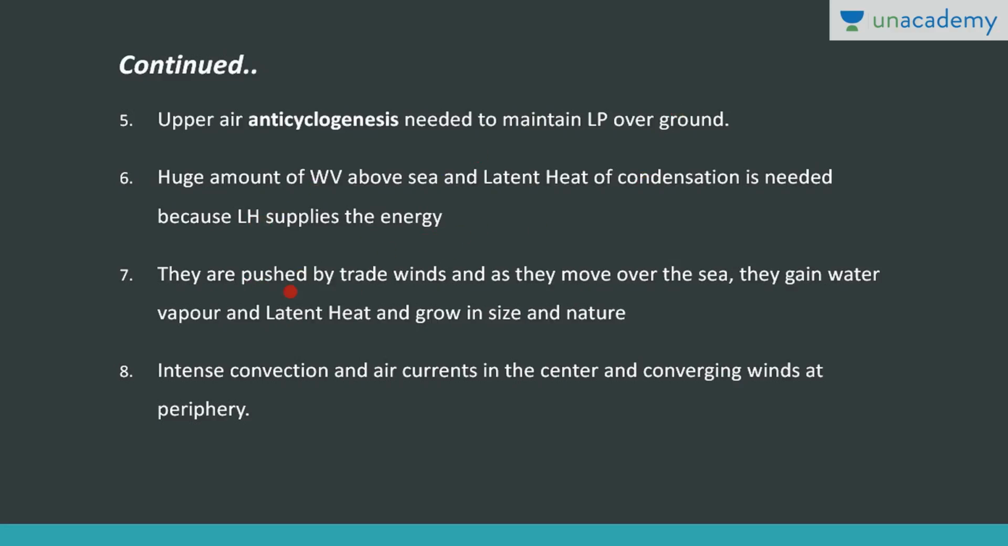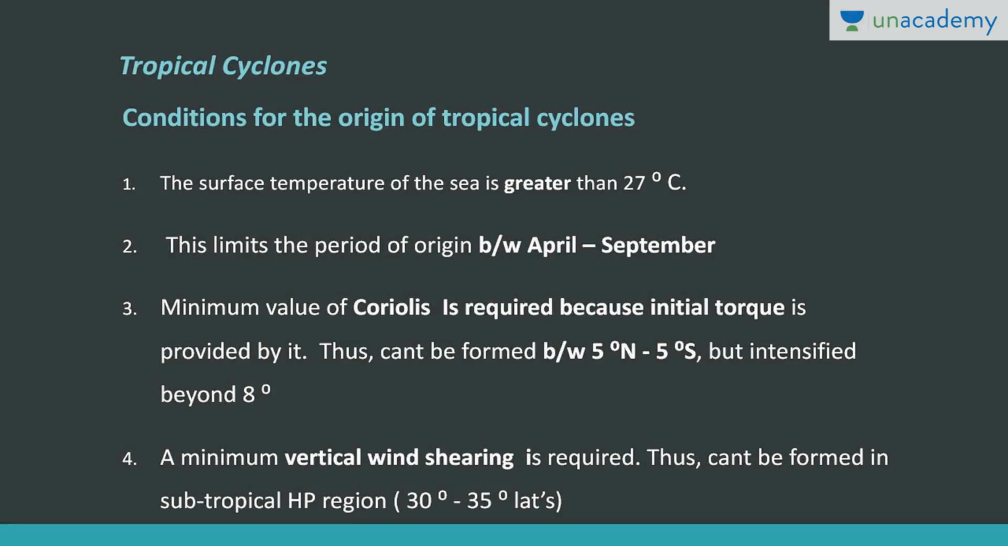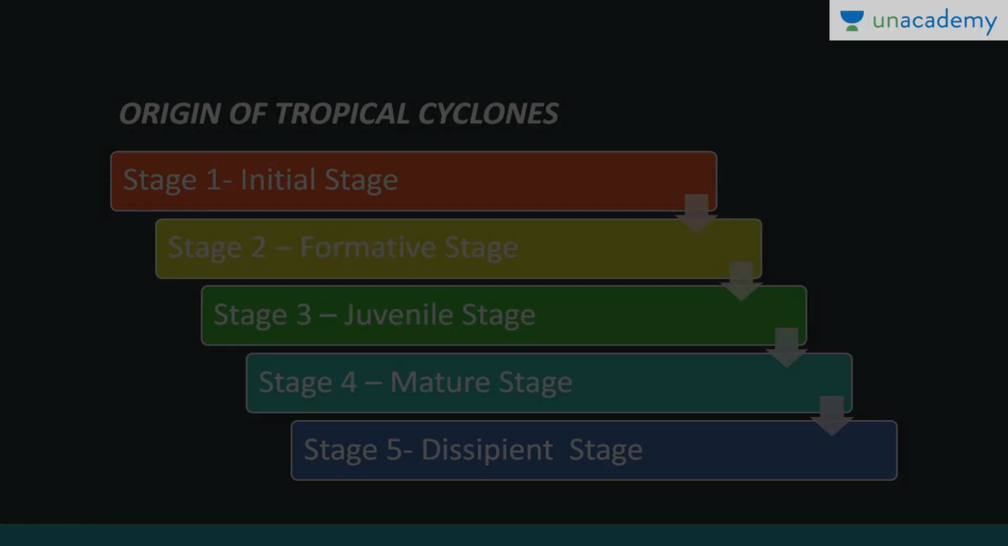Now these cyclones are pushed by trade winds, right? As they move over the sea, they gain water vapor and latent heat, and they grow in size and become mature. Apart from this, intense convection and air currents in the center and converging winds at the periphery are also another condition for the origin of tropical cyclones, right?